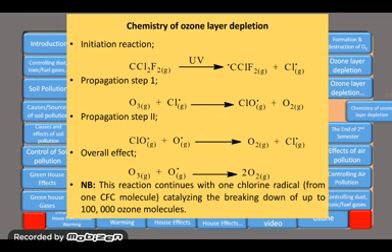That is, combining step 1 and step 2 gives us the overall effect, O3 plus O radical, to give us two molecules of oxygen. Now note, this reaction continues with one chlorine radical from one chlorofluorocarbon molecule catalyzing the breaking down of up to 100,000 ozone molecules. Wow, this is a lot for one chlorine radical to catalyze. You can see how fast the ozone layer can deplete with time if human activities are not checked.